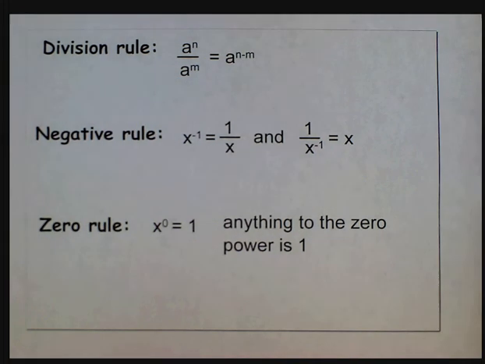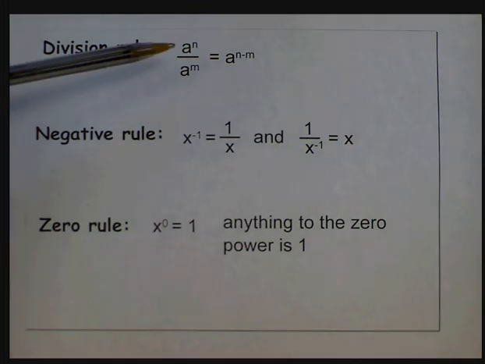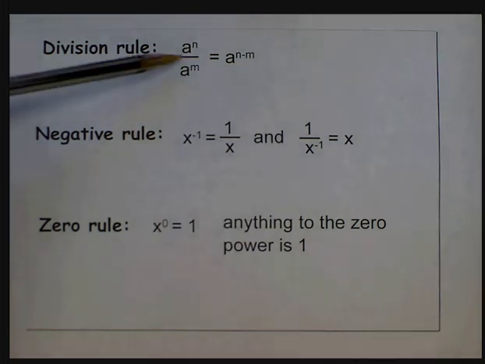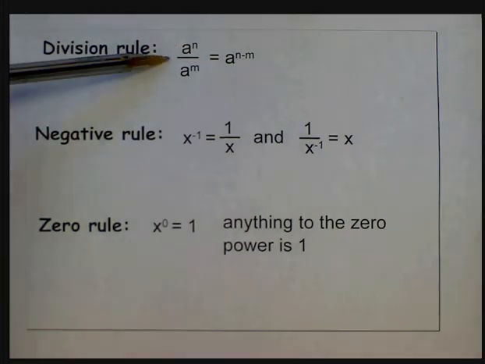The division rule says that if I have like bases being divided, then I subtract their exponents. So I have a to the n divided by a to the m, so that will become a to the n minus m. It's always the top one minus the bottom one.